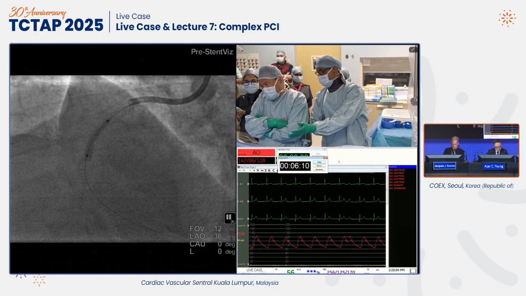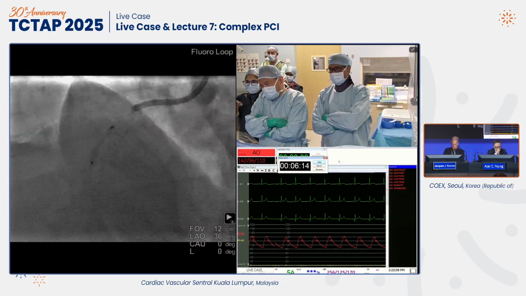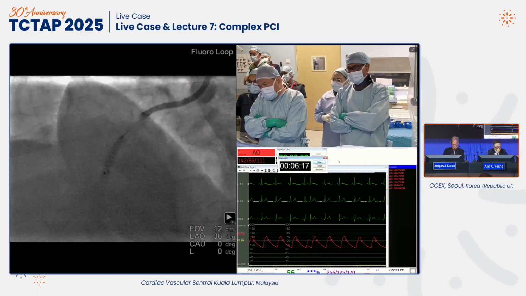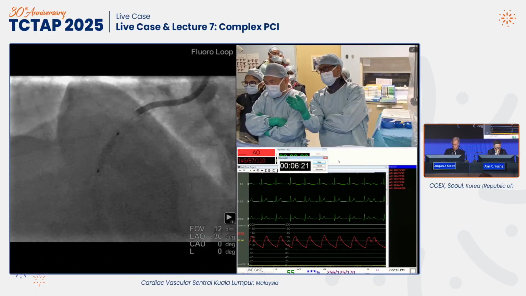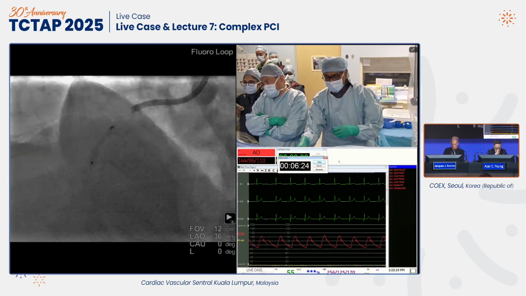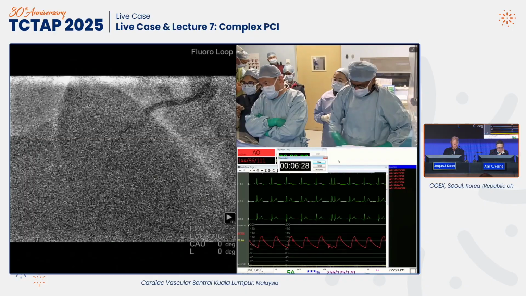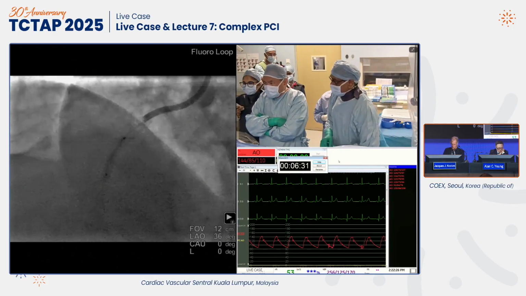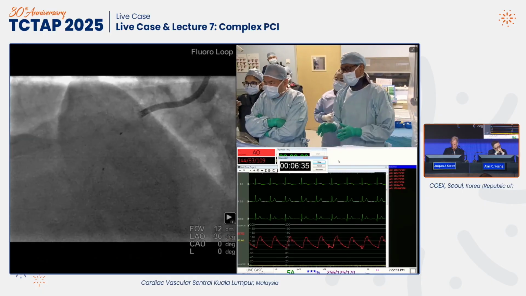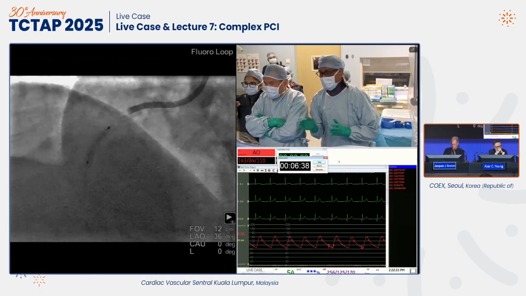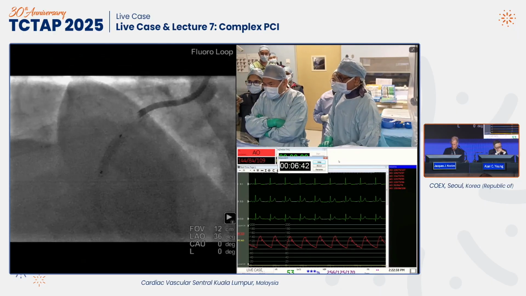So can we show? We gradually went up to 12 atmospheric pressure. Can we see that? So you can see that gradual enlargement, and then you can see an almost full dilatation. Now, although it is fully dilated, it is recommended that you do multiple inflations, changing the position of the balloon to allow the hemispheres to be in contact with different parts of the vessel in order to get the best maximum outcome.